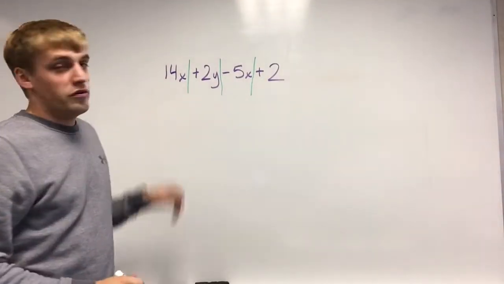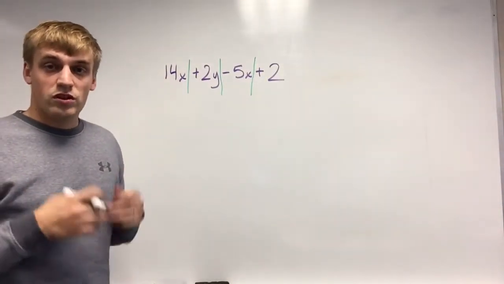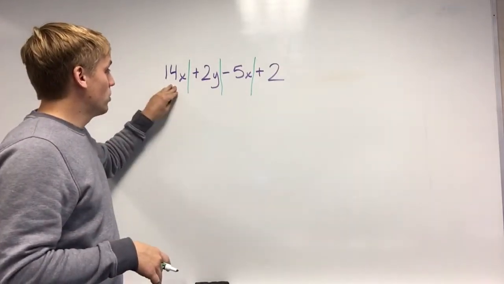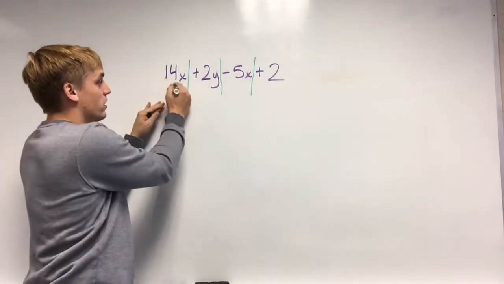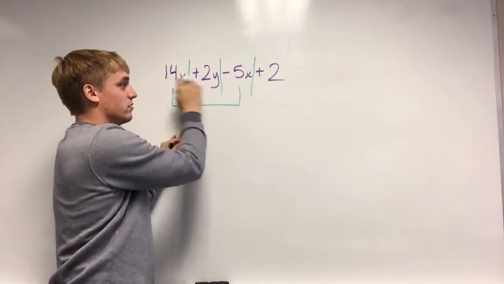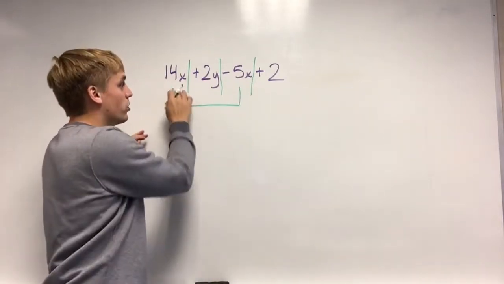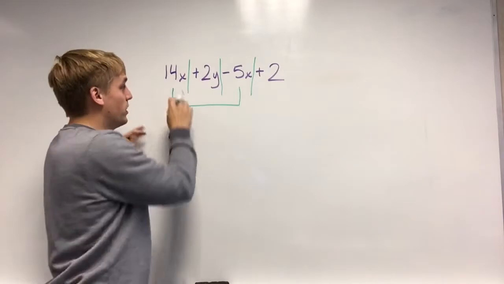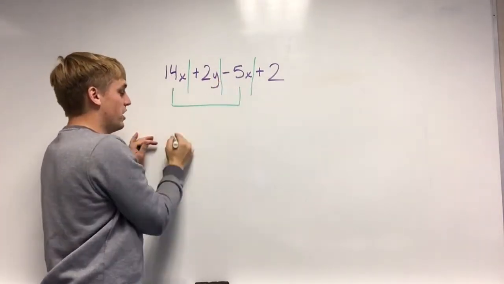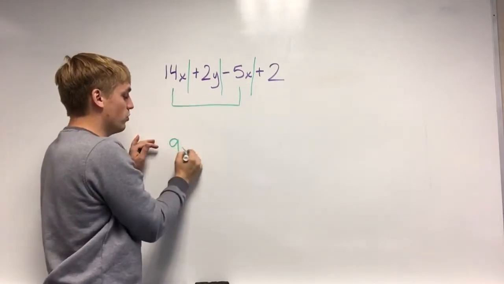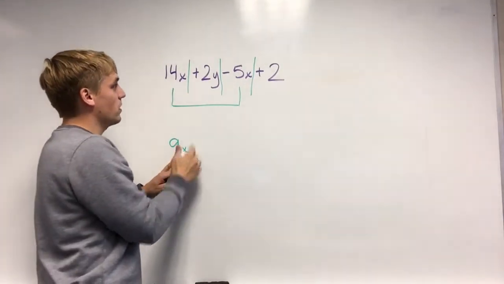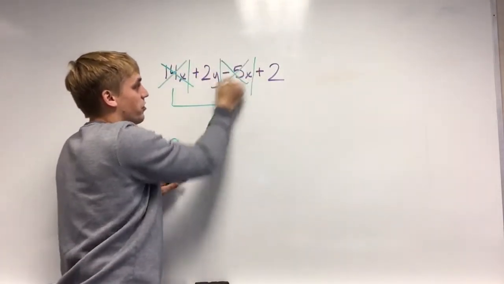Okay, now we find which terms are like terms. Well, like terms have the same variable combinations. So the first term is like terms with the third term because they both have an x. So we're going to combine those terms by taking 14x minus 5x. 14 minus 5 is 9, and the variable was x. We don't really do anything with the variable, it just comes along. Okay, so I've used the first and the third term.